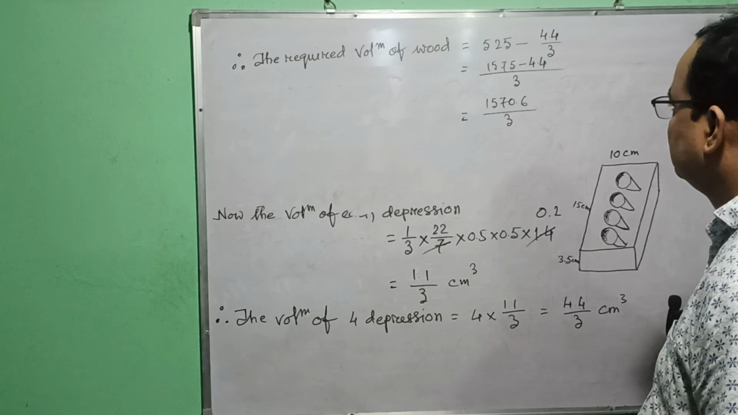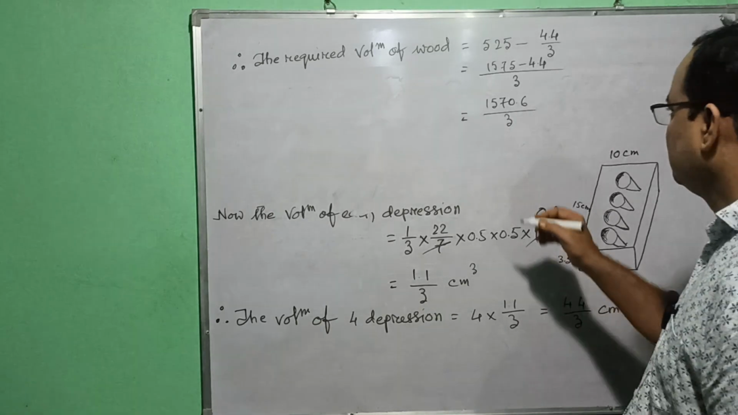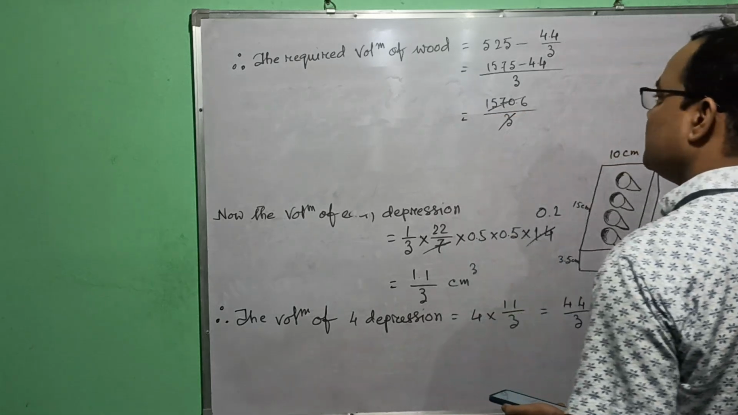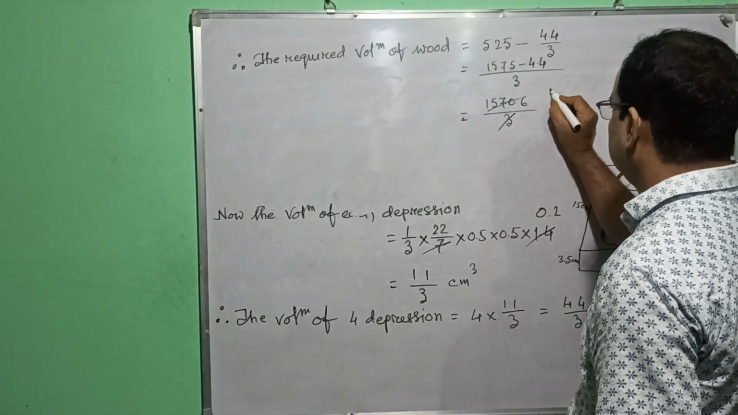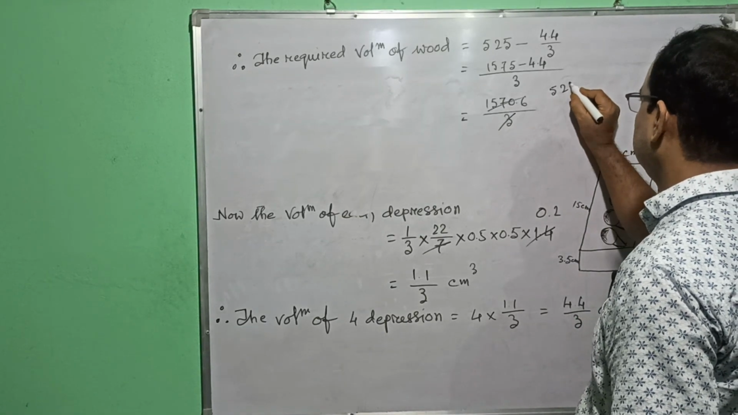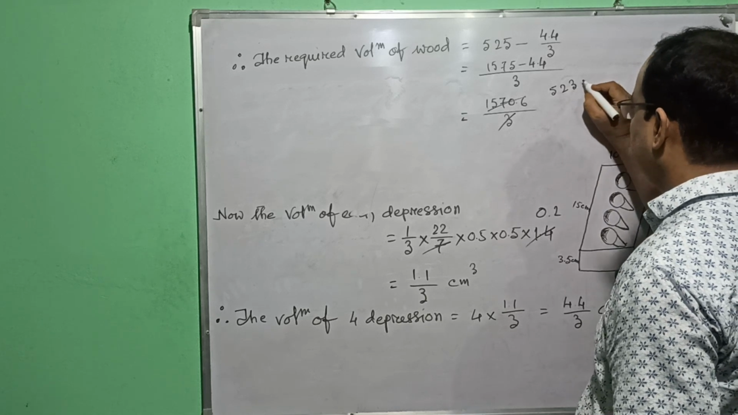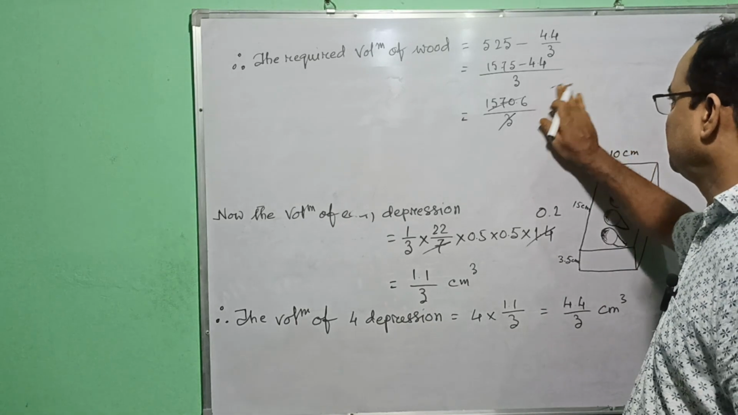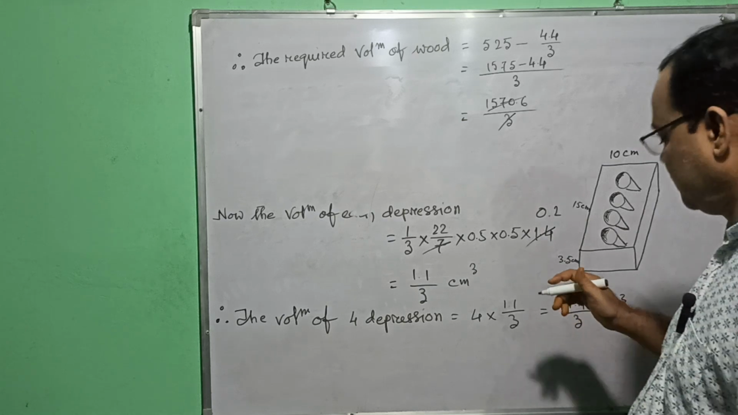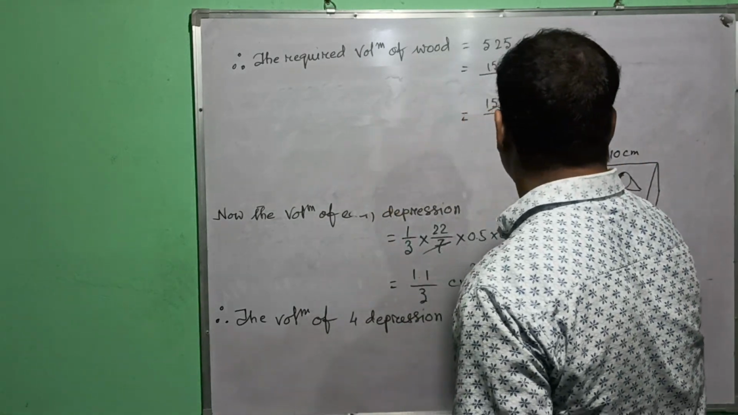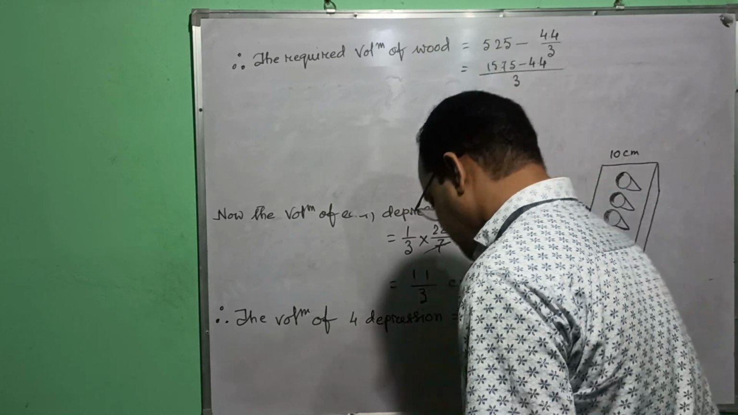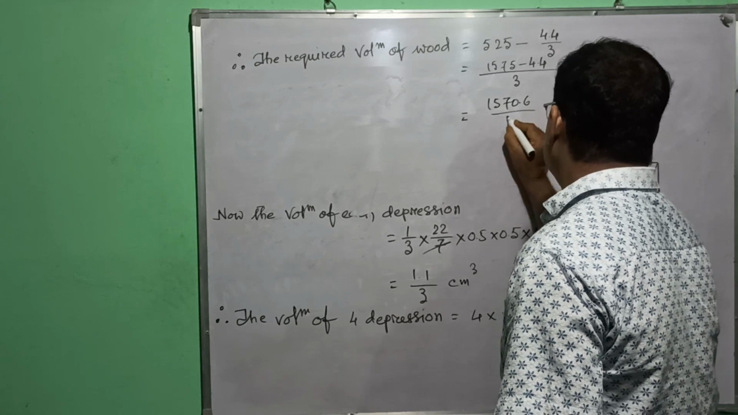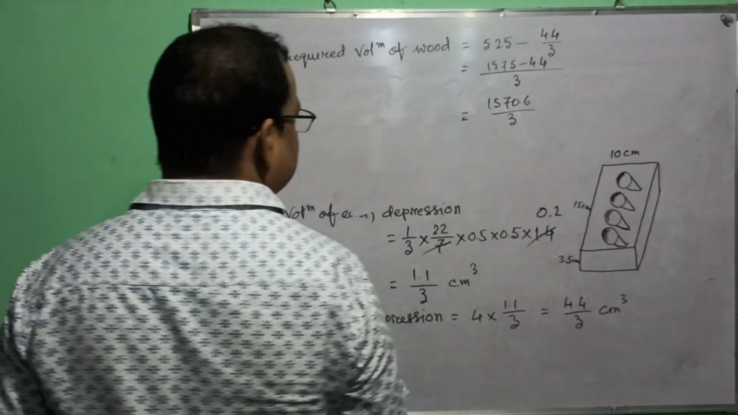Let us divide it, to see if it is divisible by 3. 3 5s are 15, 3 2s are 6, 3 3s are 9, and 16. So it is not divisible by 3. So 1570.6 divided by 3 is the answer.